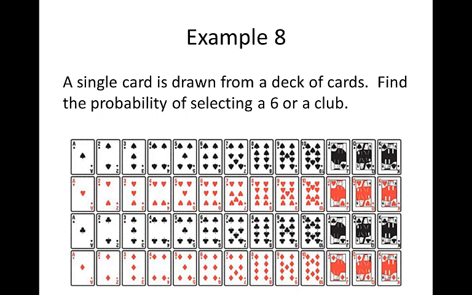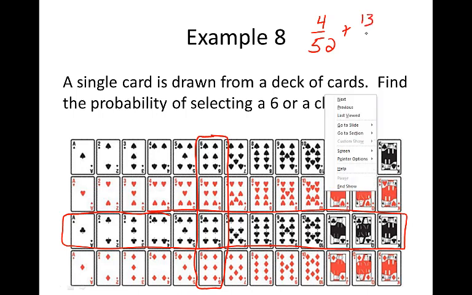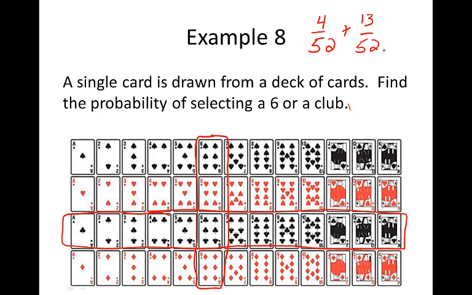Let's look at this example. A single card is drawn from a deck of cards. Find the probability of selecting a 6 or a club. So I've given you the sample space down here. A 6 is this one right here, right? So if I'm going to use my formula, the probability of a 6 would be 4 over 52 plus a club. Where are my clubs? Right here. And how many clubs do I have? I have 13 clubs, but if I add 13 here, what have I done? What's wrong with the way I've written this?